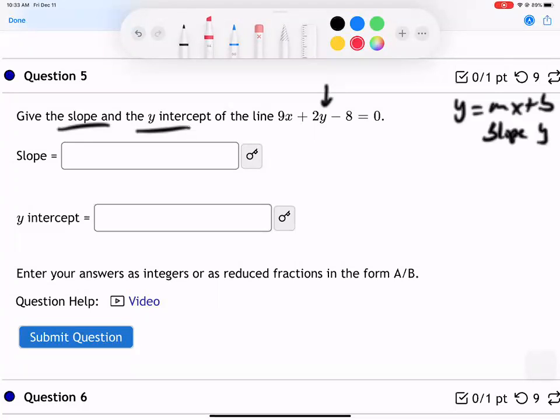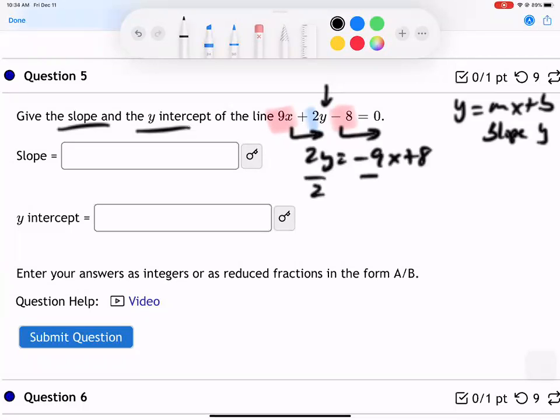We have to get rid of the 9x, 8, and we have to get rid of this 2. So let's get rid of everything else but 2y first. 2y is equal to, move the 8 over and move the 9x over. That's going to be negative 9x plus 8. Now I can get rid of the 2 by dividing by 2.